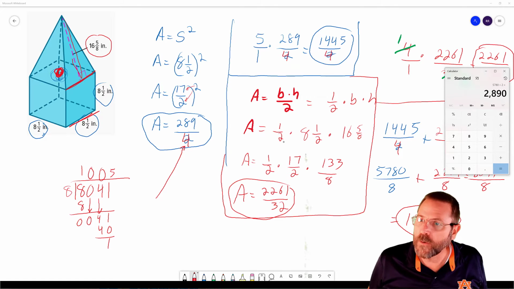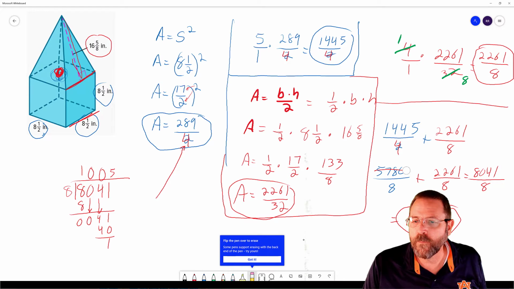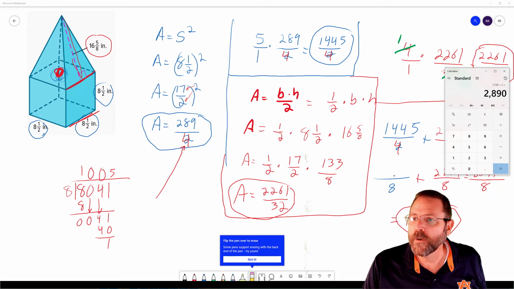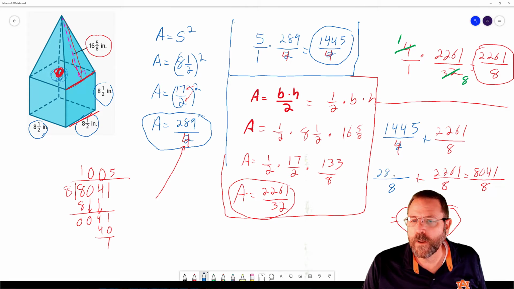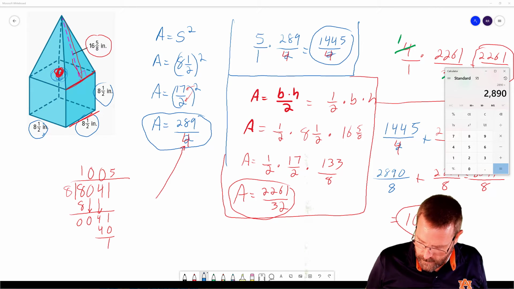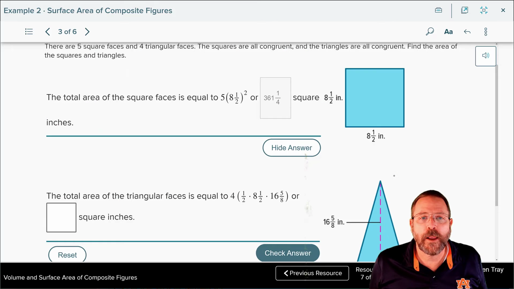5780 divided by 2 is now going to be, get rid of that, it should be, let's erase that and do it properly here. So I'm going to erase it, and it's going to be 2890. So now I'm going to put a 2890 in it. And if I divided 2890 by 8, then I'm going to get the same 361 1/4 that they got right here.